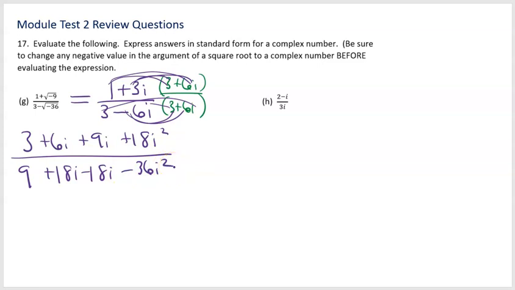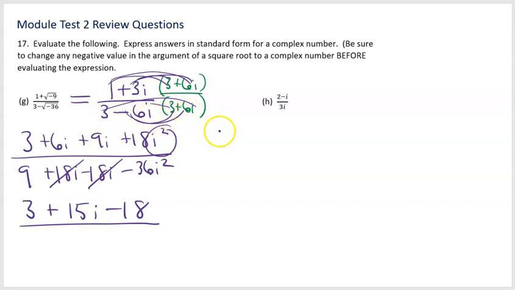Now in the numerator, I have 6i plus 9i is 15i. Remember, i squared is negative 1, so that's minus 18 now. Denominator, plus 18i and minus 18i cancel out. Y'all, that should happen every single time in the denominator. It's always what happens when you multiply a value times its conjugate. Now, 9 minus 36i squared. Remember, i squared is negative 1, so it's going to be 9 plus 36.